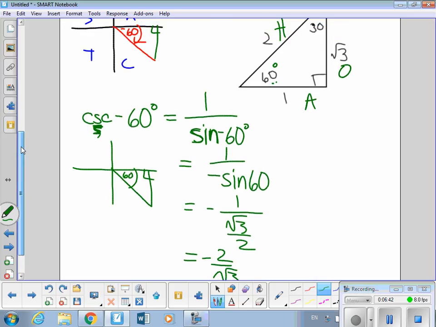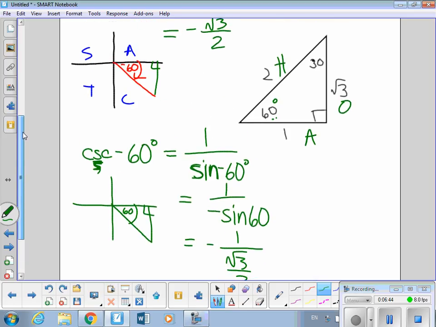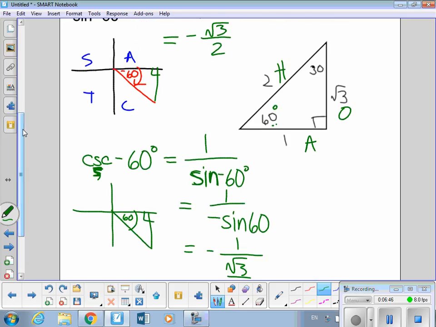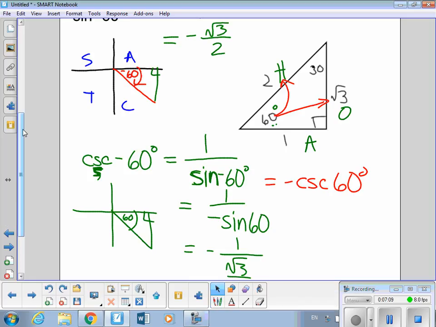Or, as I said, I could figure it out using the right angle triangle for the negative cosecant of 60, because I know that I'm using this and this. Those are the two things. Sine is opposite over hypotenuse, so cosecant is hypotenuse over opposite. So you could do it more than one way, whichever way suits you. I just wanted to show you that secondary one in case you happen to come across it.